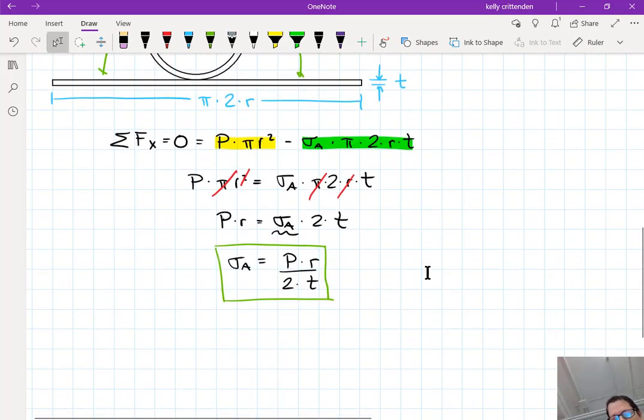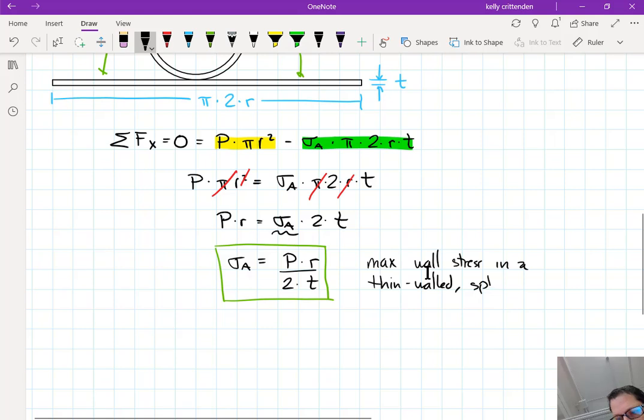So that's the maximum wall stress, let's write it in black, max wall stress in a thin-walled spherical pressure vessel. All right. And so this would be the basketball.